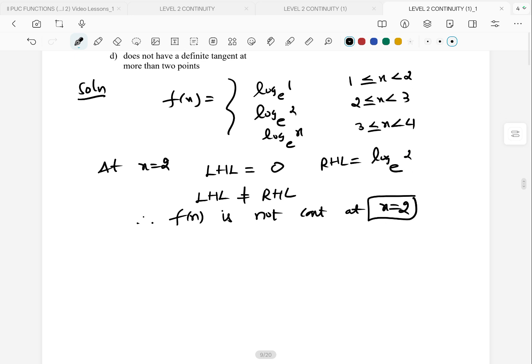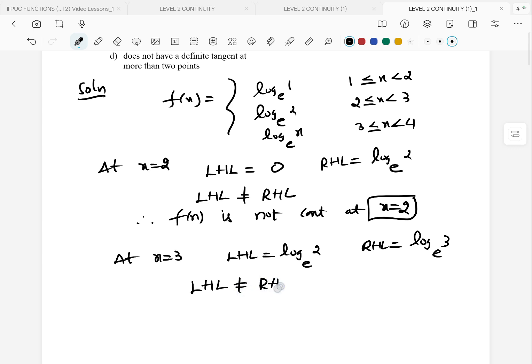Next, let me take 3. At x equal to 3, left hand limit is log 2 to the base e. Right hand limit is, if you put x as 3, you will get log 3 to the base e. Here also left hand limit is not equal to right hand limit. Therefore, f of x is not continuous at x equal to 3. Looking at the first option, it is broken at 3 points, which is not correct. It is broken at 2 points, 2 and 3.